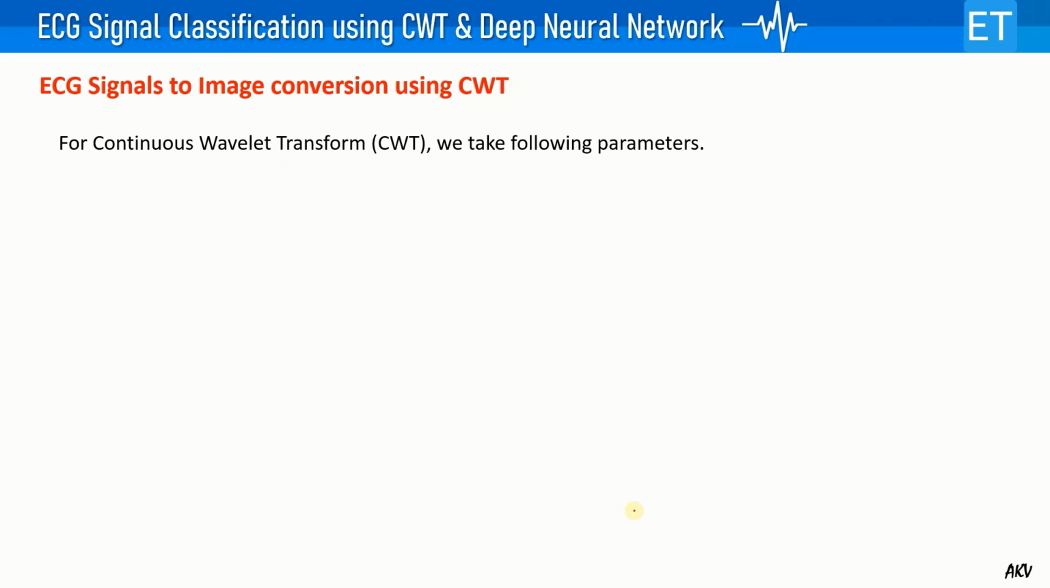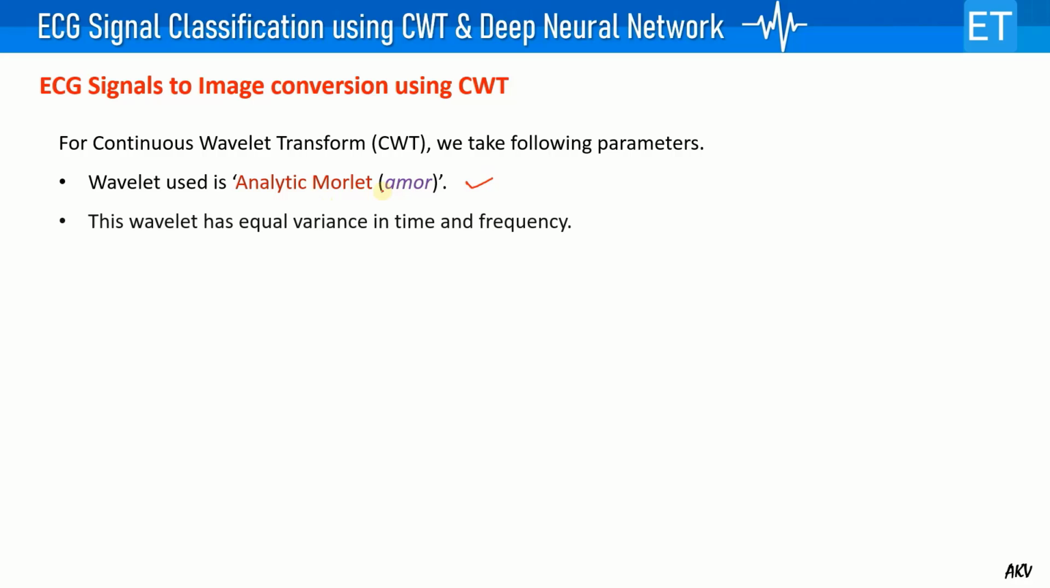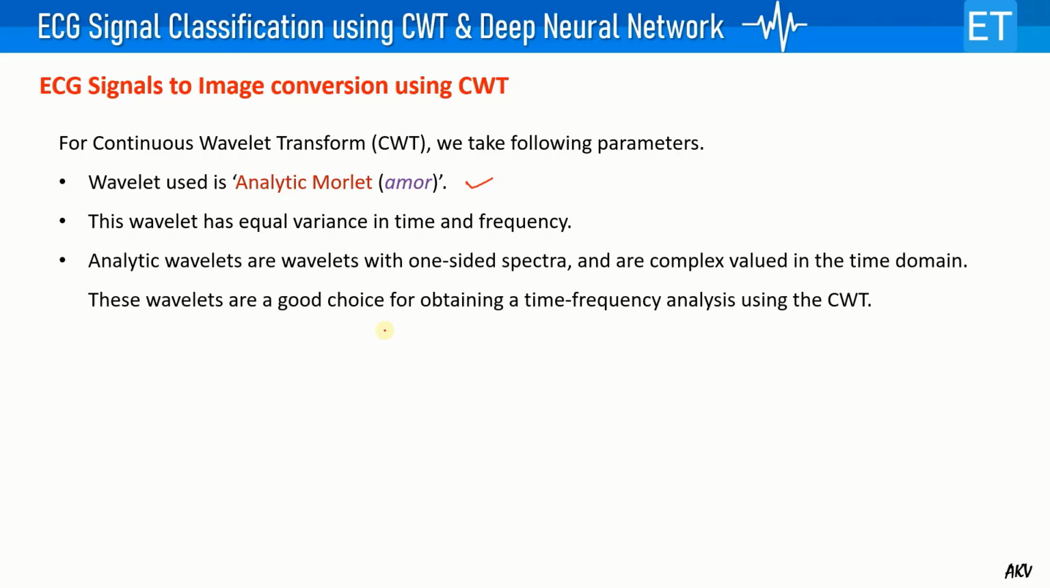And how will we take the continuous wavelet transform? We'll take the continuous wavelet transform of these one-dimensional ECG signals with the following parameters. For this purpose, we will use the analytic Morlet wavelet, which is also known as Morse. Actually, this wavelet has an equal variance in time and frequency.